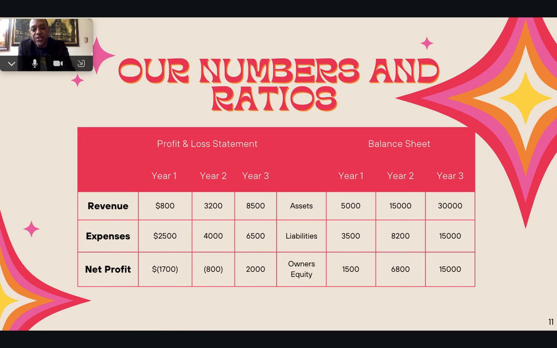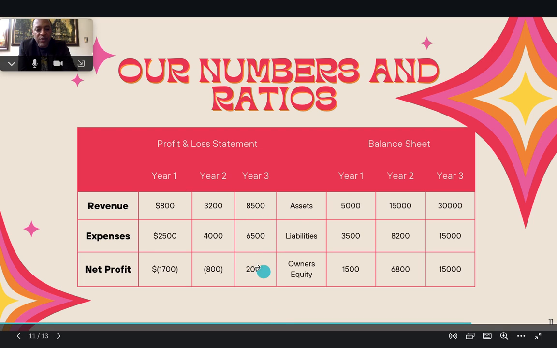Okay, this shows you that by year 3, we anticipate achieving $8,500 in sales, which is going to generate a net profit of that amount of money. Our assets are going to be XYZ.